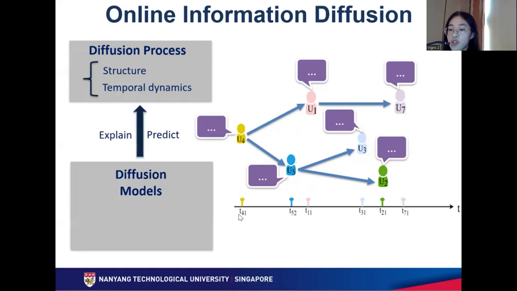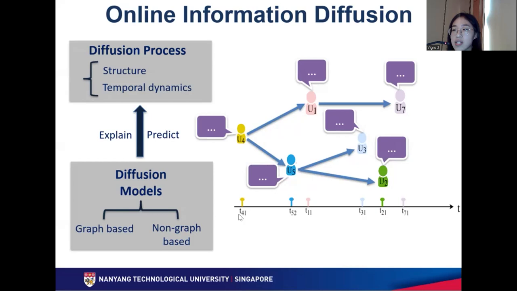The diffusion models are usually developed to explain or infer the structure and temporal dynamics of diffusion in a given network. They also predict how the information will diffuse in the future. And these models can be graph-based or non-graph-based. For the non-graph-based, people will use epidemiology models like the SIR or SIER kind of models to model it, but not use topological structures.